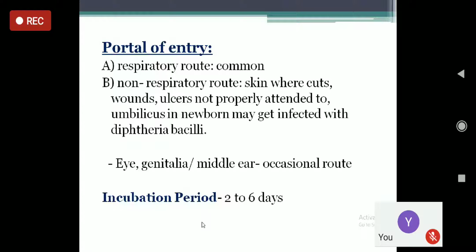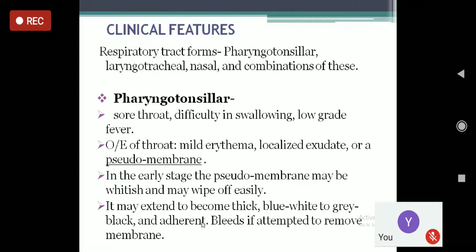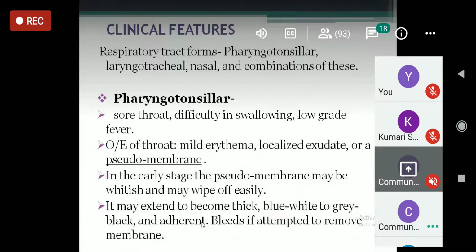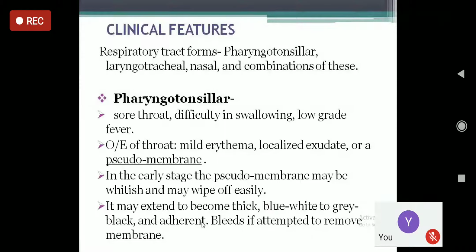Now the incubation period. You know that the time from when the bacteria enters our body to the time we develop any signs and symptoms is called the incubation period, and for diphtheria it is 2 to 6 days. In COVID-19, they were saying 14 days, but now they say up to 21 days, because people are developing COVID-19 disease even after 21 days. Now, talking about the clinical features, how the child affected by diphtheria will present to you.